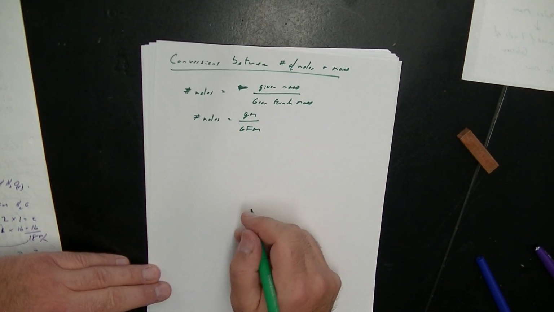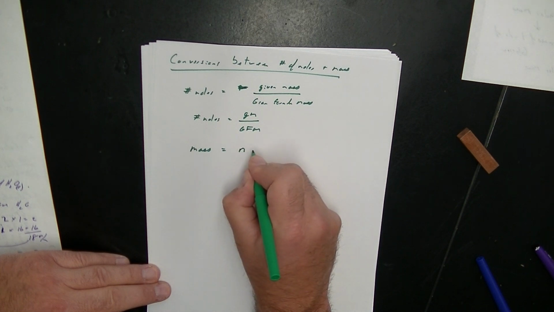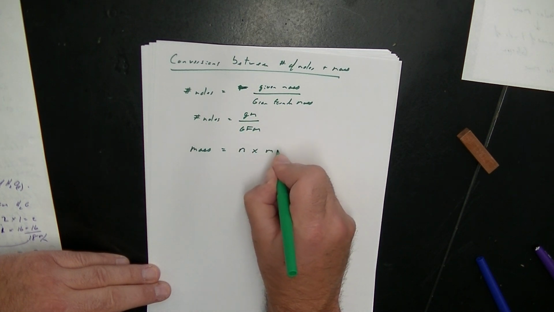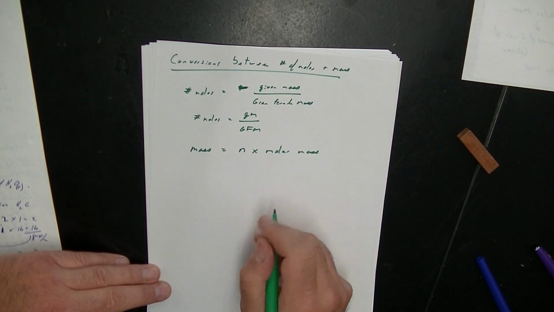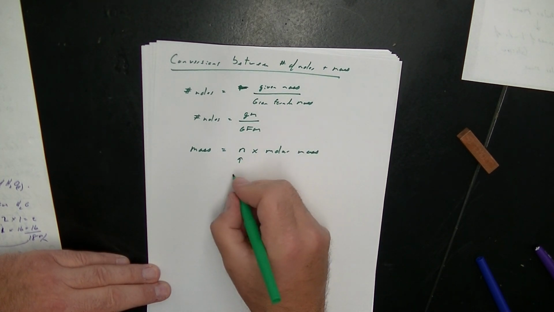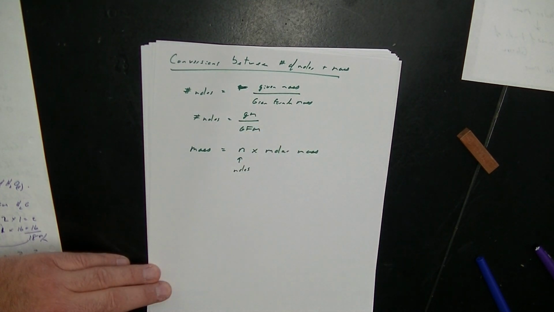You might see it this way. Mass equals n times molar mass. n is the symbol we use for moles. Okay, so this formula and this formula are the same thing.